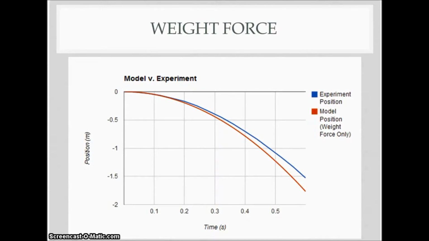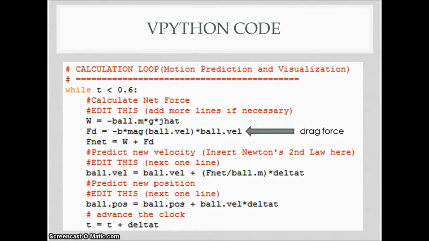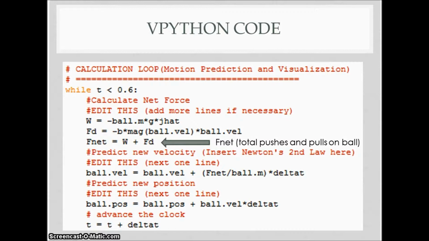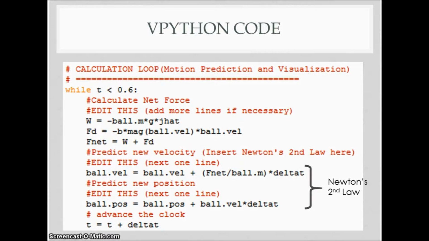This is because weight force is not the only force acting on the ball. As we discussed earlier, drag force also contributes to the net force of a falling object. So I adjusted my code to include drag force. As you can see from the code, drag force is equal to the negative of the drag constant multiplied by the magnitude and direction of the velocity. I then adjusted my net force and also updated my ball.vel and ball.pos variables to reflect Newton's second law.